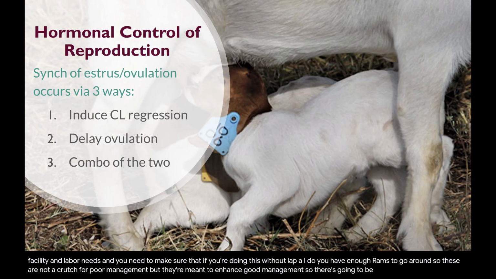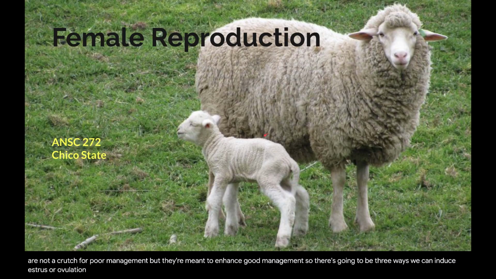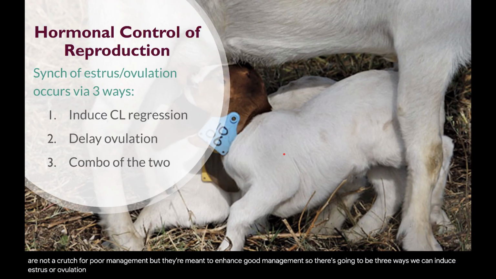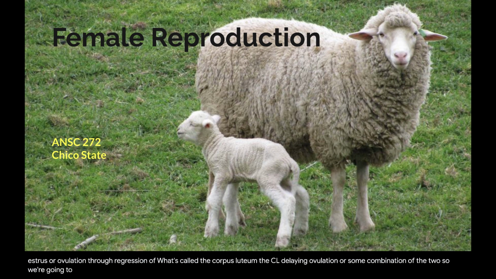There are going to be three ways we can induce estrus or ovulation: through regression of what's called the corpus luteum, the CL, delaying ovulation, or some combination of the two. We're going to move forward in the next video to talk about the individual hormones and their roles, and then how we can utilize them to control the estrous cycle.